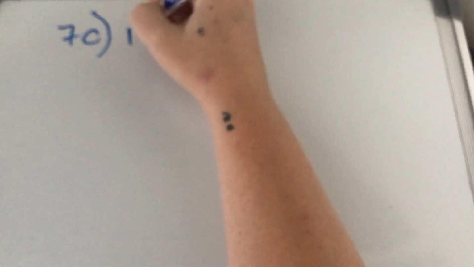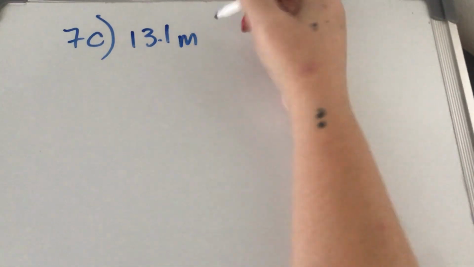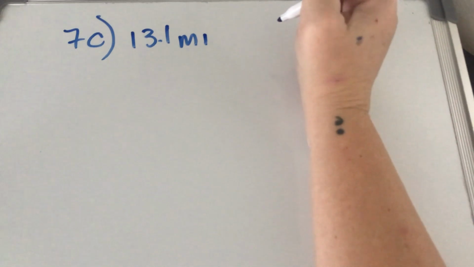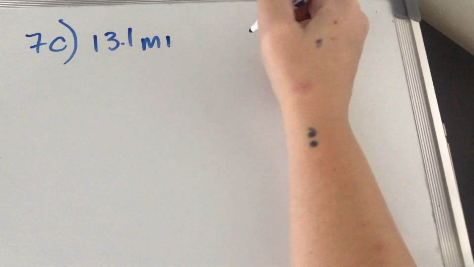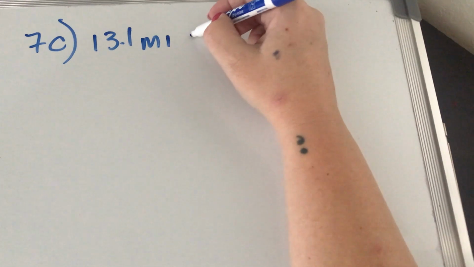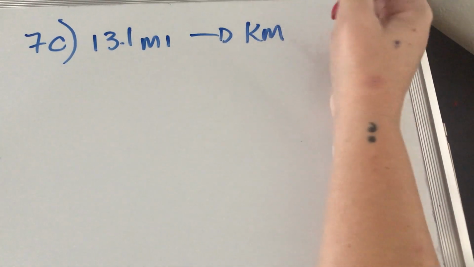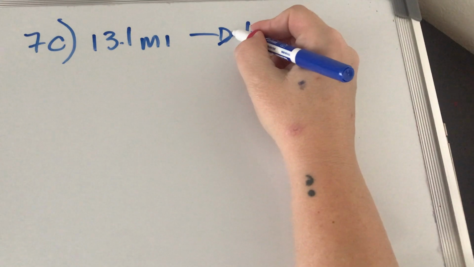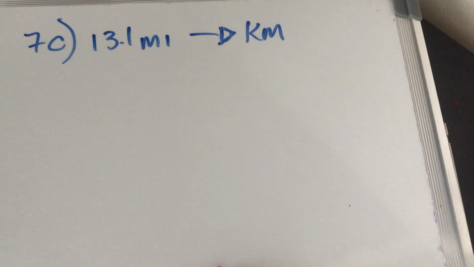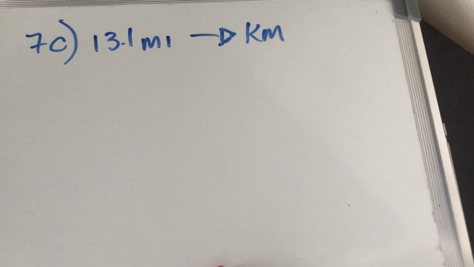So 7C, we have 13.1 miles, which is abbreviated MI, and we are converting to kilometers. It's already set up there for you, so it's pretty straightforward. But I just want to make sure that you are comfortable with the fact that even though the notation in 7C is a little bit different than the railroad track method that we were talking about, they're exactly the same thing, okay?